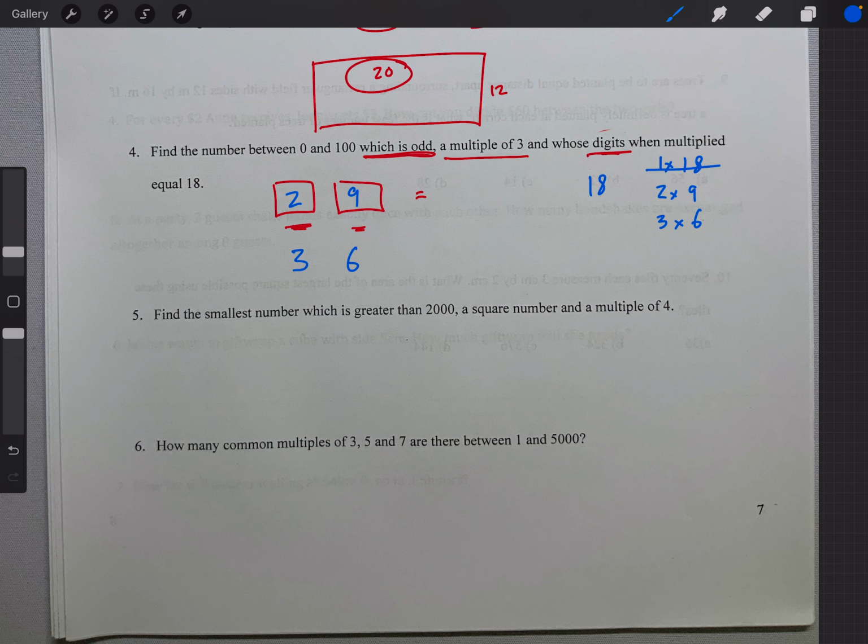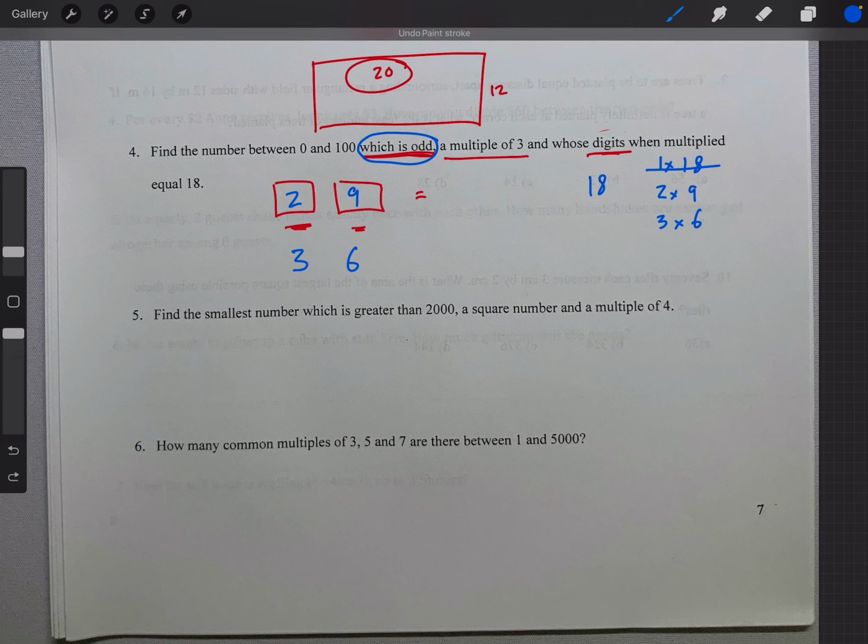They're both between 0 and 100, so that condition is true. They have to be odd. Odd number, that means it can't be this one, it has to be 2, 9. Multiple of 3, okay.